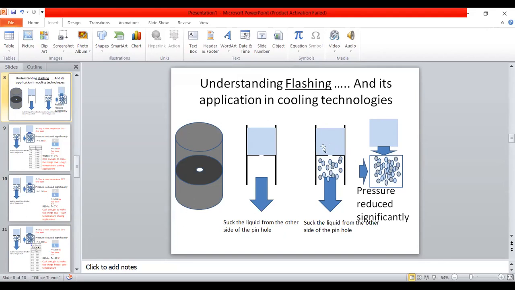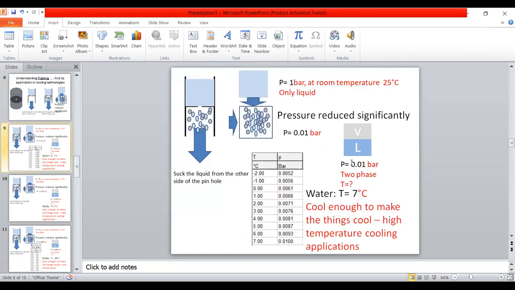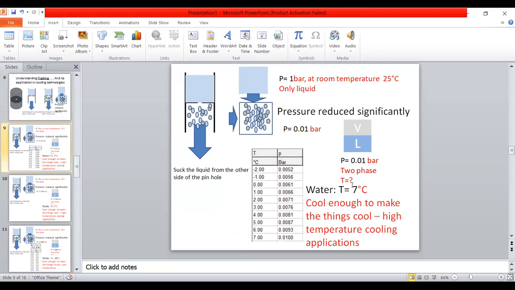As a result, a portion of the liquid turns into vapor. So not only is the pressure low, the temperature is also reduced. That is the cooling application.